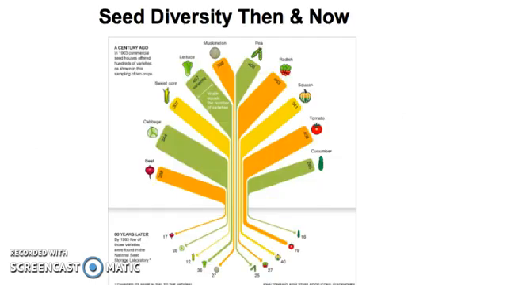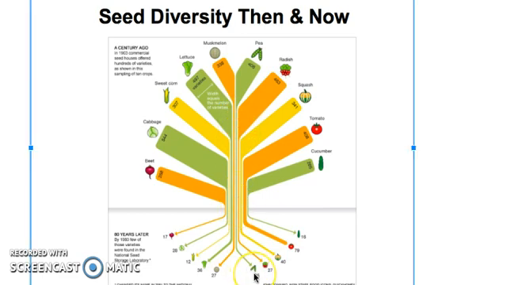So first off, just a little bit of an overview of seed diversity then and now. If you were to look at seed catalogs 100 years ago, you would see this amazing diversity of what used to be available in seed catalogs. For example, 408 varieties of peas, but since people have stopped saving seeds, and there's also been a big buyout of seed companies by some large companies, those 408 varieties of peas are no longer available, and now there's only 25 of those available varieties still around.